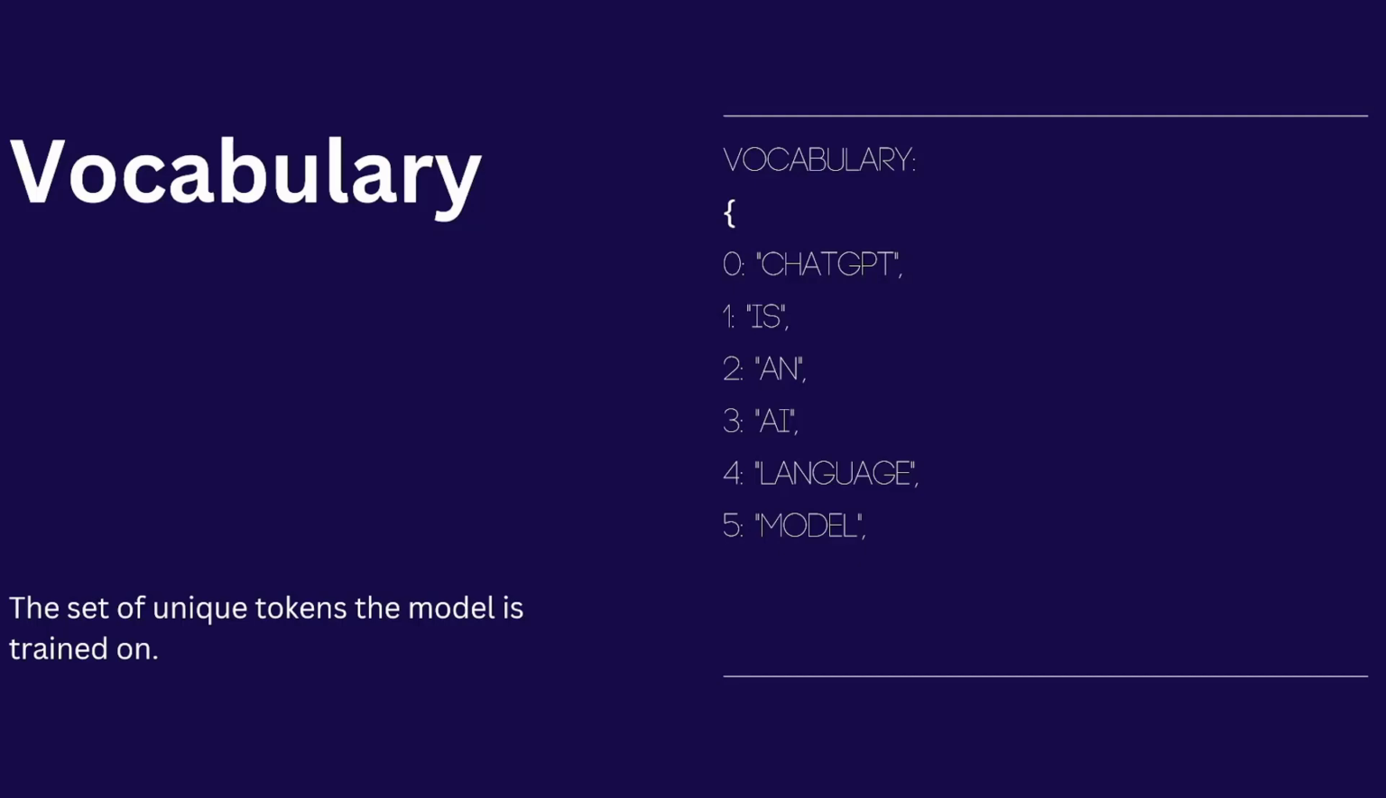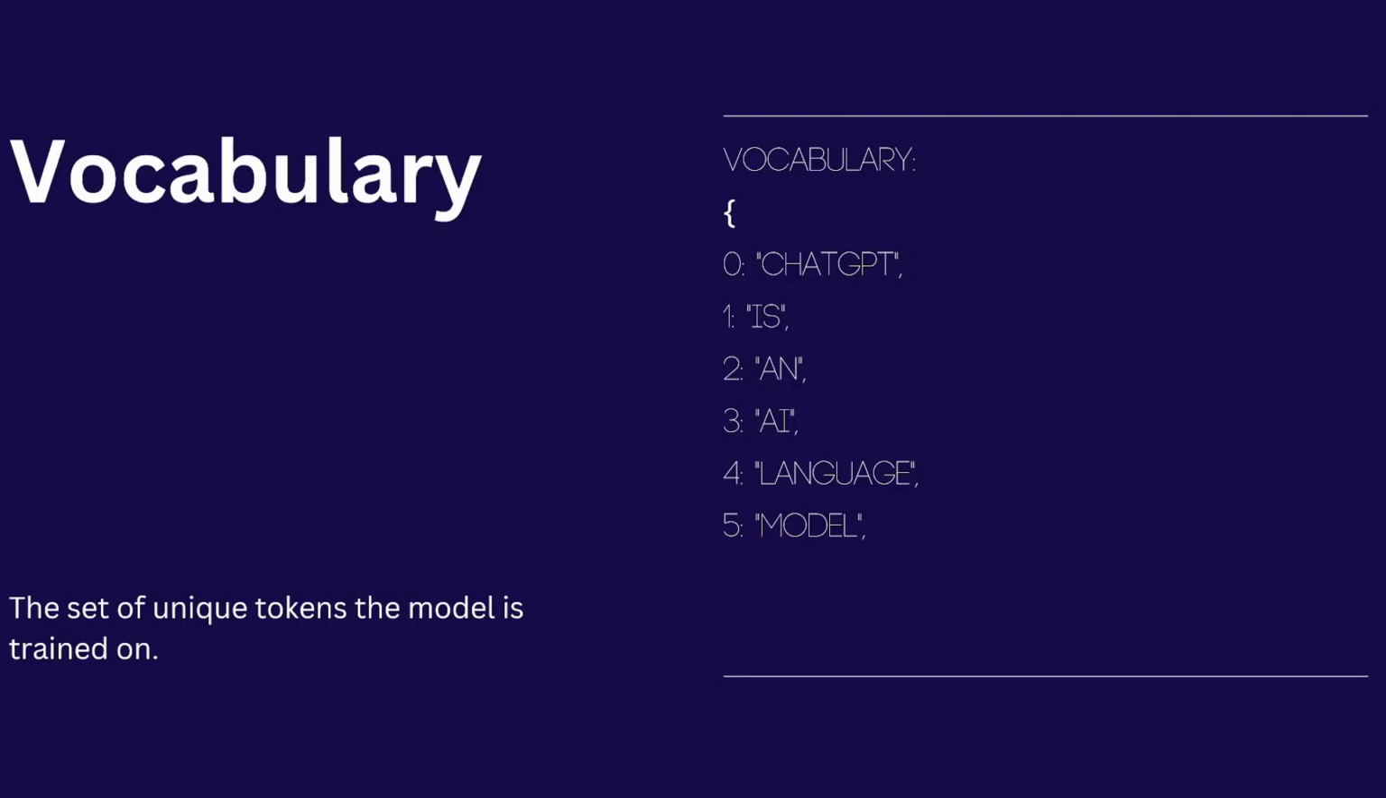A simplified small example of this vocabulary is the following. As you can see, ChatGPT is an AI language model. So in this example, the vocabulary contains 6 unique tokens, from 0 to 5, words and punctuation, each with an assigned numerical identifier. When a model processes text, it uses this vocabulary to convert tokens into numerical representations and the opposite.